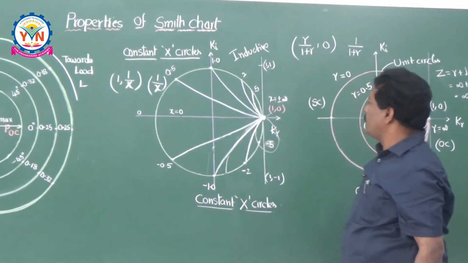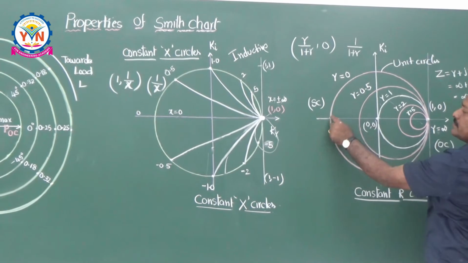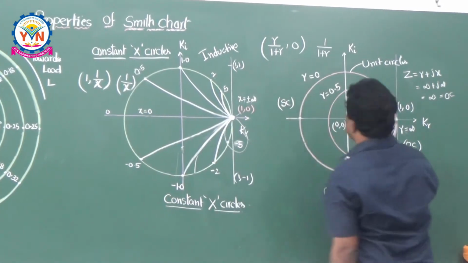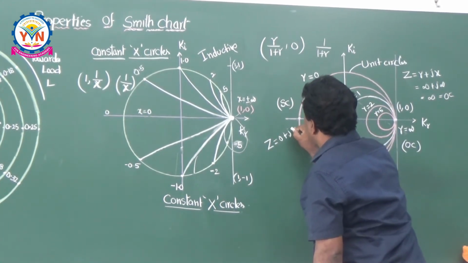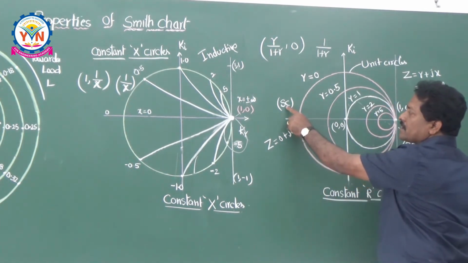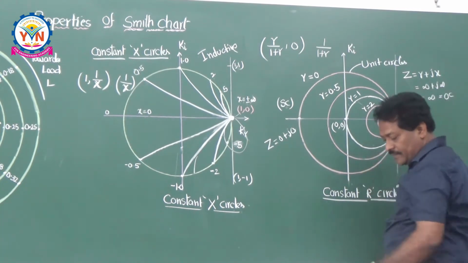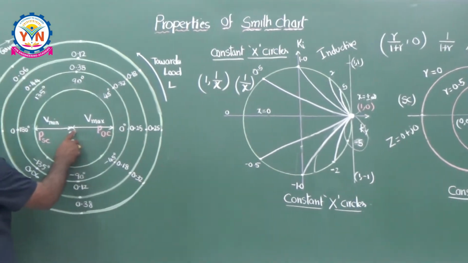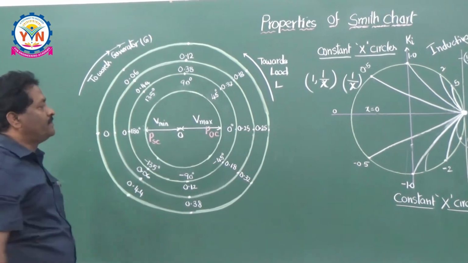POC. Now coming to this point, it is R is equal to 0 and here it is also X is equal to 0. So what is the impedance here? Z is equal to 0 plus j0, resistance plus reactance. That's why this point is called the short circuit point, and this is nothing but the open circuit point. Coming to our diagram here, this is the open circuit point and this is the short circuit point.